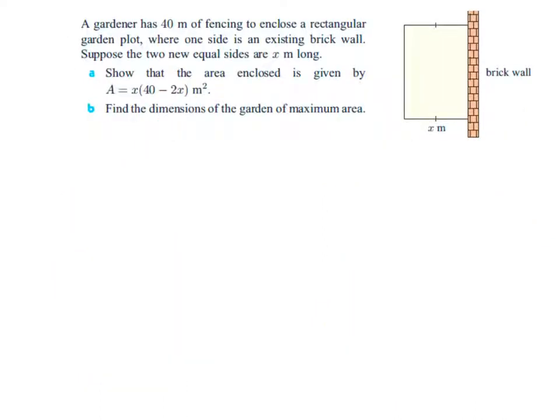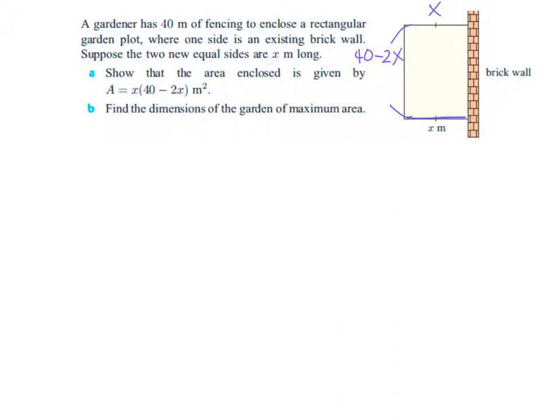A gardener has 40 meters of fencing to enclose a rectangular garden plot, where one side is an existing brick wall, so he doesn't need a fence there. Suppose the two new equal sides are x meters long. Show that the area enclosed is given by A is equal to x times 40 minus 2x meters squared. If this side is x, then we know this side will also be x. Since we don't need a fence on the brick wall, the remaining will be 40 minus 2x.